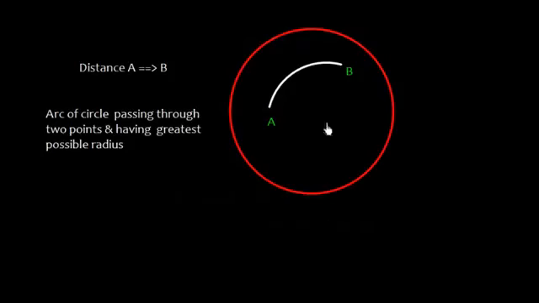Let us consider that these 2 points are on a sphere. Say this is point A and this is point B, and these 2 points are on the sphere. So we need to find what is the distance A to B. Well, this will be the arc of a circle which is passing through these 2 points, and this circle is having the greatest possible radius.